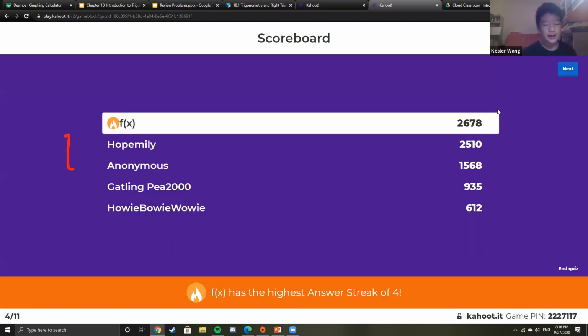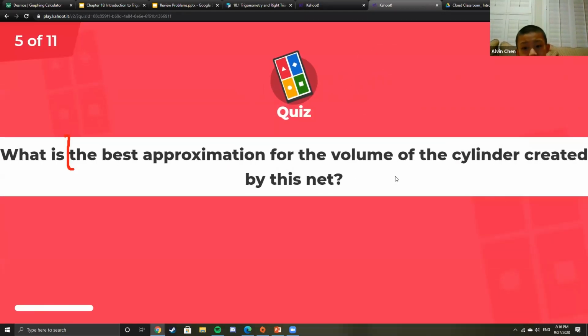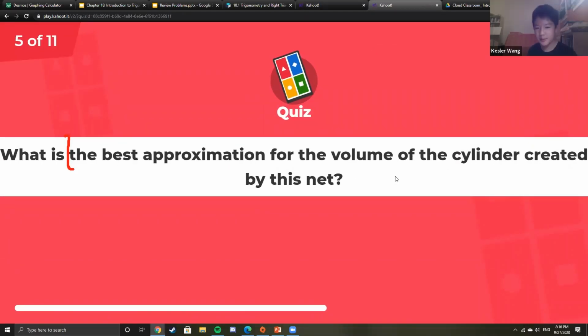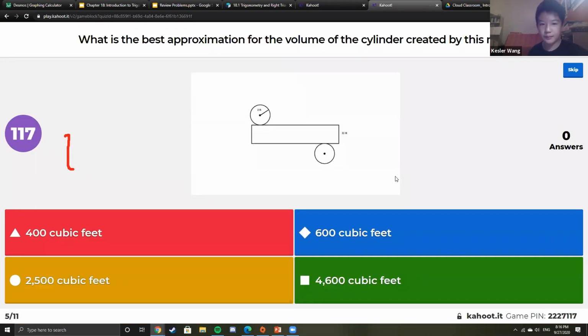Pi technically now is proven to be 4. What is the best approximation for the volume of the cylinder by this math? How do you solve it again?